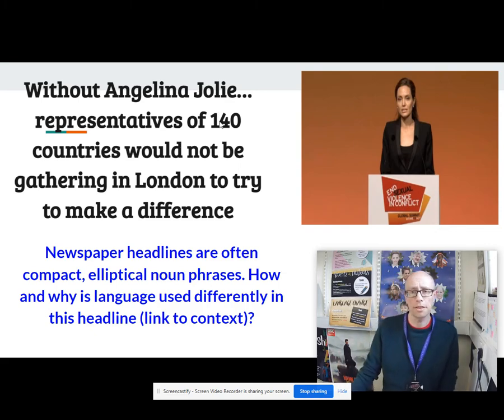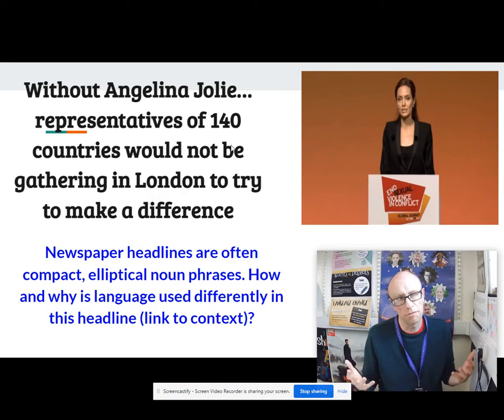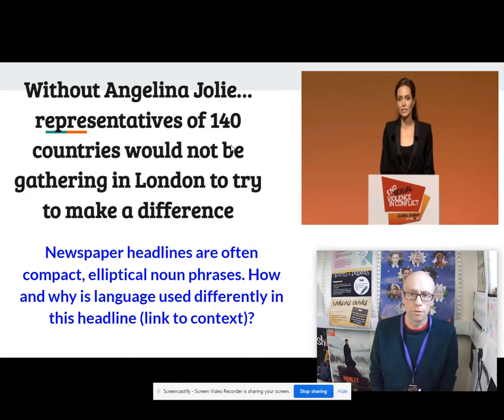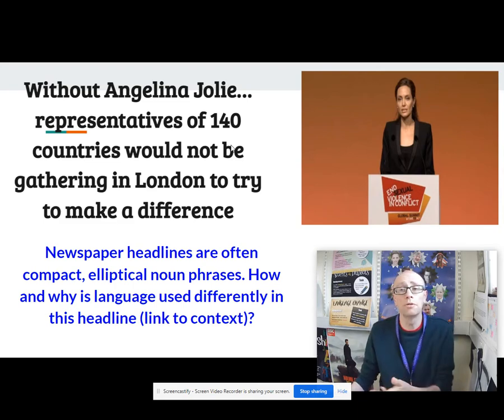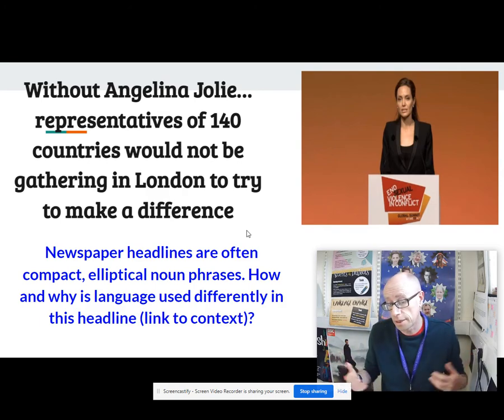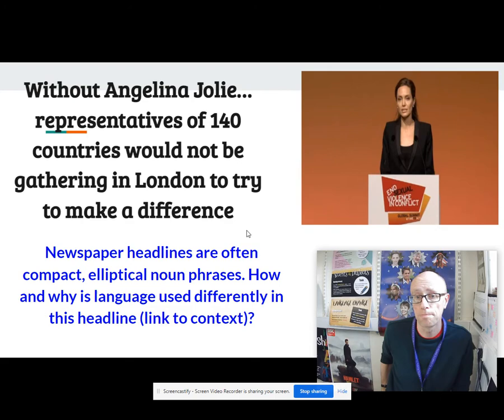And we've got an interesting stat here that 140 countries are being represented at this meeting. Well, there are only 195 countries, I think, in the world. So that's three-quarters of the world's countries being represented here. So it shows the scale and the importance of this particular meeting. And it's showing its colours to the mast straight away. It's straight away arguing that Angelina Jolie is doing something very worthwhile. It uses this collocation, to make a difference, to signal that this is not something trivial. These people are gathering together in order to do something good for the world.